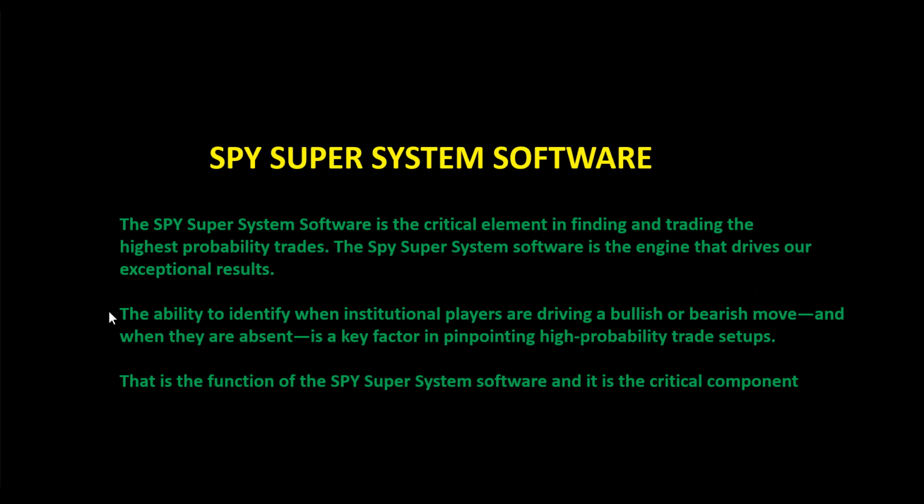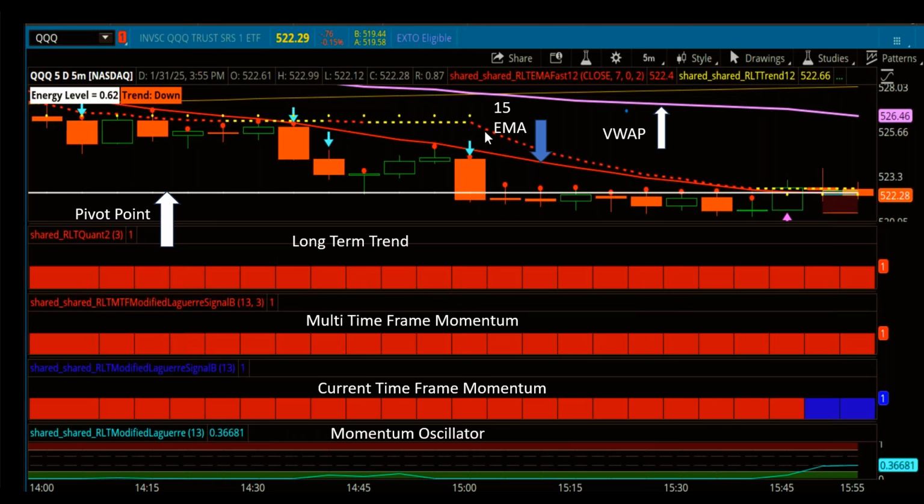All right, before I get into the Heiken-Ashi, I just kind of want to show you what the SPY super system software looks like on thinkorswim. This is a graphic of the SPY super system. This happens to be the Qs on a 5-minute chart, but it doesn't really matter. But these are the key elements on here. This bottom indicator here is called the current time frame momentum, right? The second one is called the multi-time frame momentum, and the top one is the long-term trend.